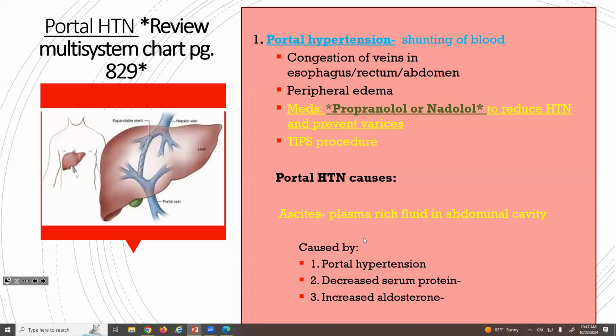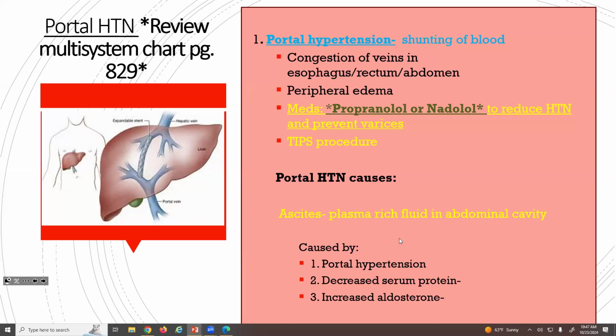Portal hypertension, here's another picture. Again, we talked about the TIPS procedure, which helps bypass that a little bit, helps shunt the blood. Because when we have portal hypertension, we have congestion, and that congestion leads to peripheral edema, especially in the limbs, or in the abdomen itself.